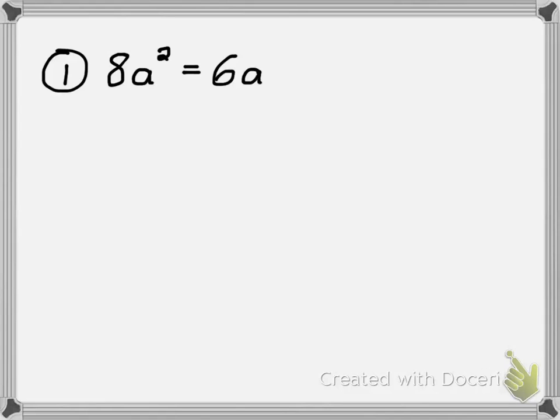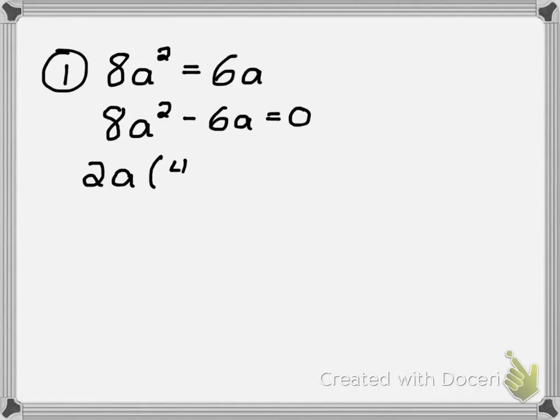Our first equation is 8a squared equals 6a. So our first step is to make that be set equal to 0. Once we get it set equal to 0, we can take a look at what type of factoring would apply. And in this case, the only thing that we can do is factor out a GCF. Our GCF for this equation would be 2a. So if we factor out that 2a, then we get 4a minus 3 left over. And so then again, that equals 0 still.